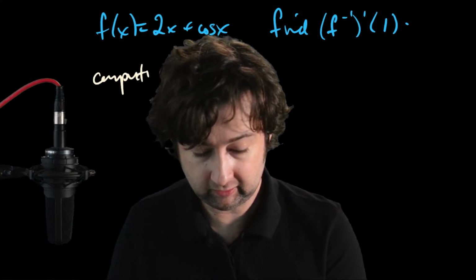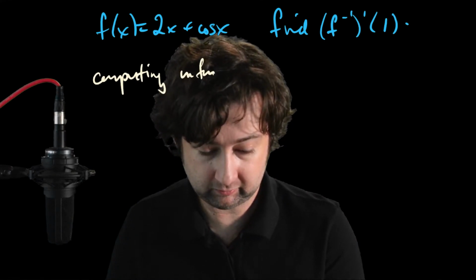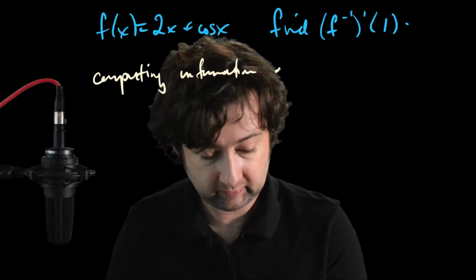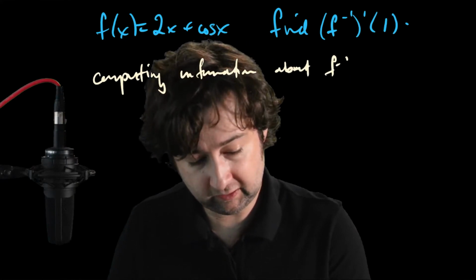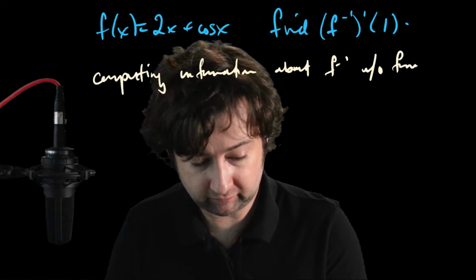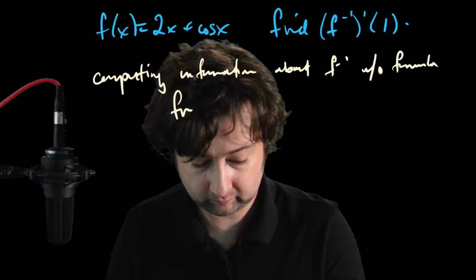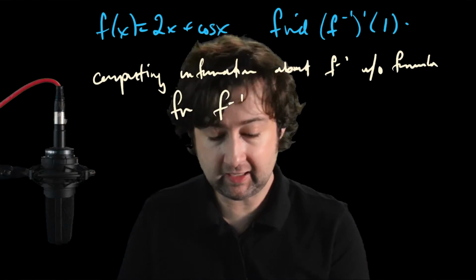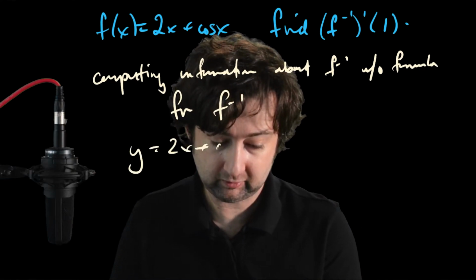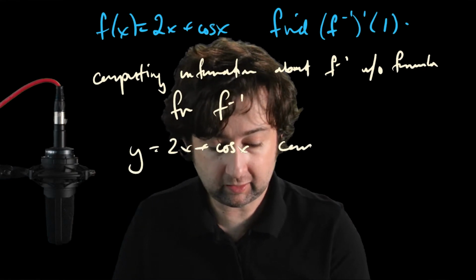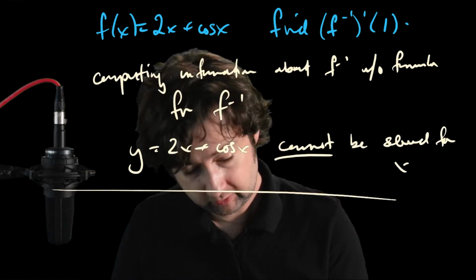So the big deal with this is that we're computing information about f inverse without knowing f inverse, without a formula for f inverse, because I can't undo this equation. This cannot be solved for x. So how are we going to do that?